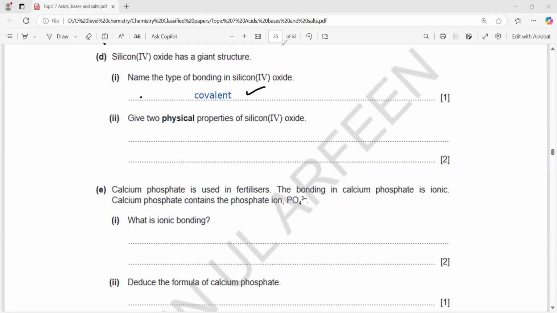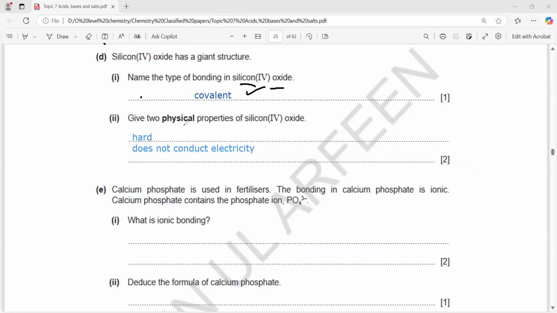No, type of bonding cannot be giant. The structure can be giant. Structure can be simple covalent structure or a giant covalent structure. That is the type of structure. But the type of bonding is either ionic, covalent, or metallic. Because it's a bond between silicon and oxygen, that's why it should be covalent.